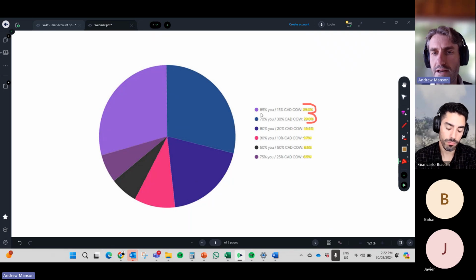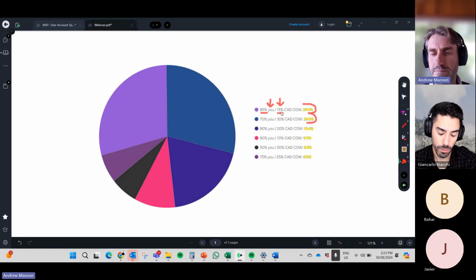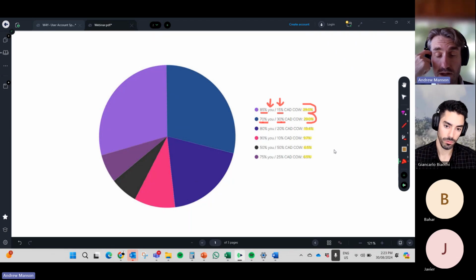So the top one is an 85-15% split, where your fee would represent 85% of that total hourly rate, and CADCOW would receive 15%. The other one is a 70-30% split. So your fee representing 70%, CADCOW's fees representing 30%.